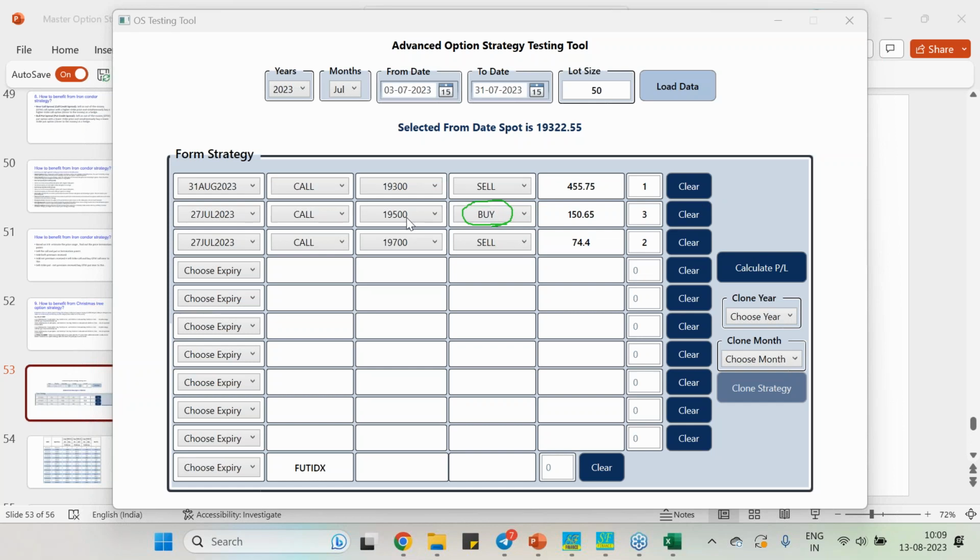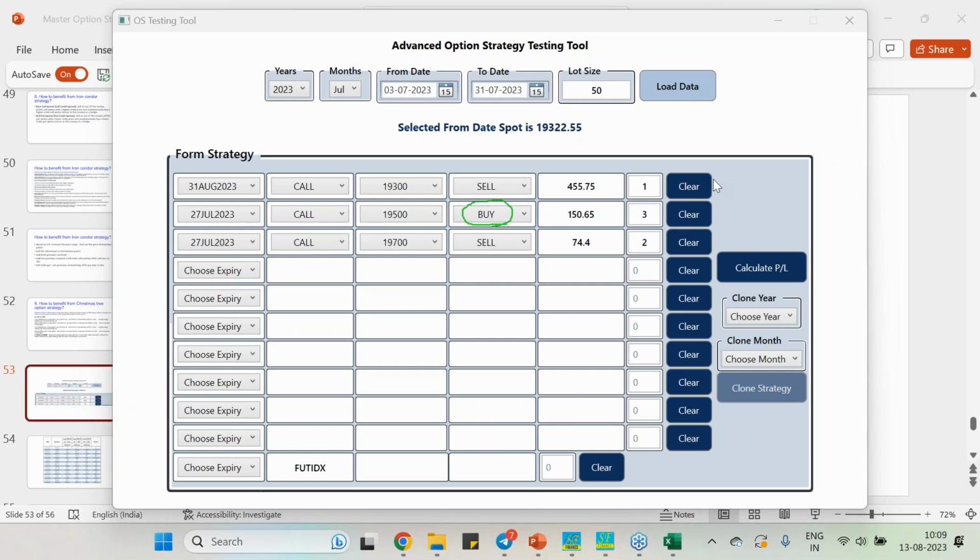Some part you will get in theta decay. Because after the money you are selling, after the money will have the maximum theta. So that theta gain will be more.